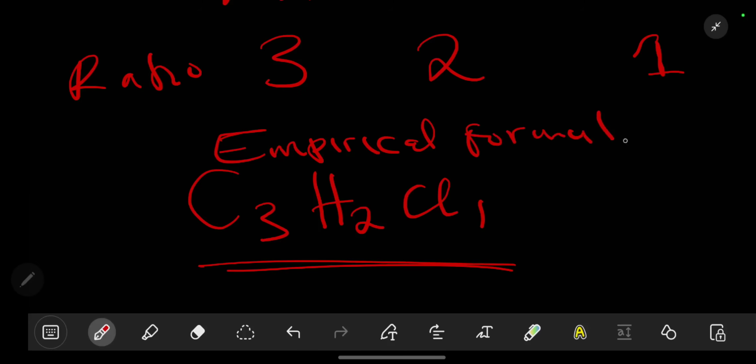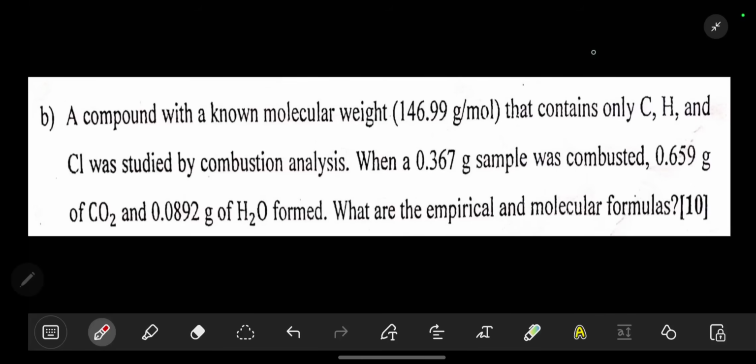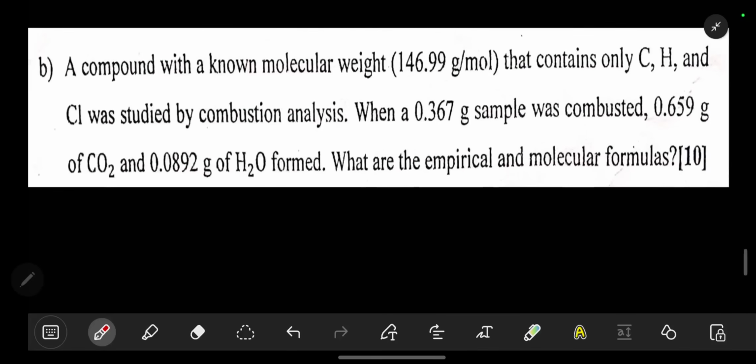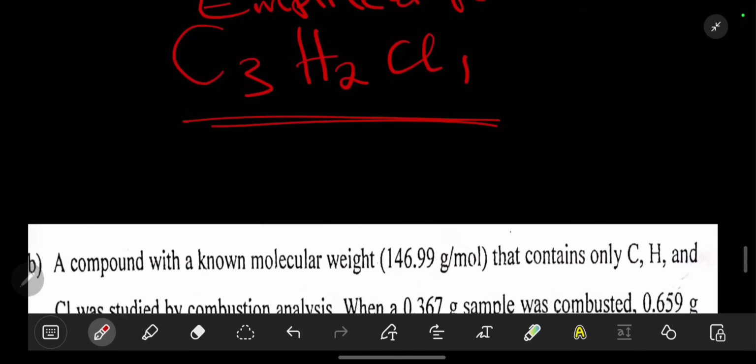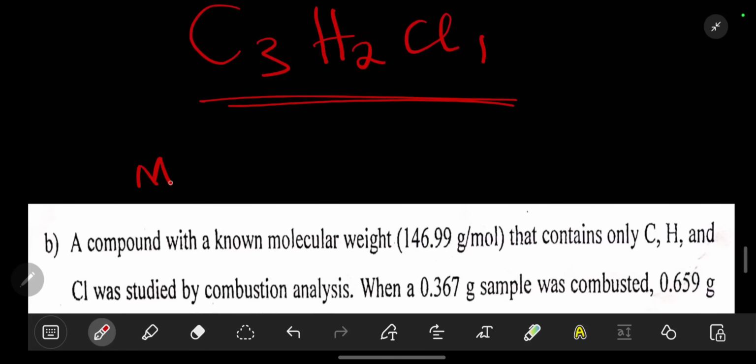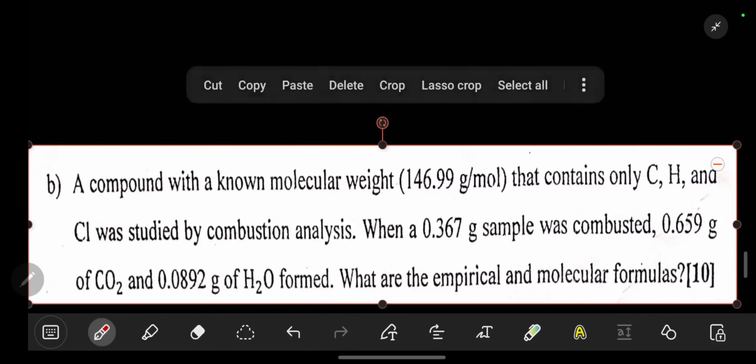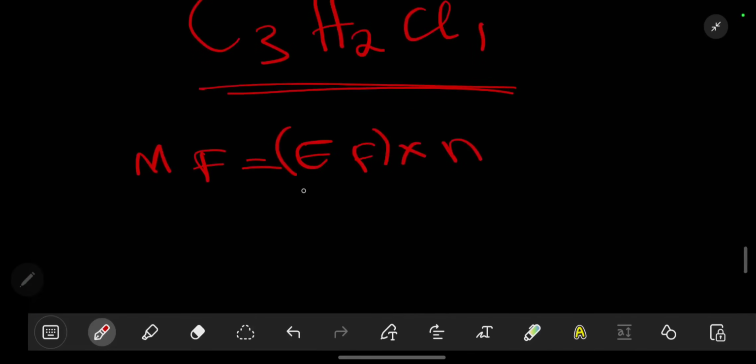Now we were required to find the empirical formula and the molecular formula. So let's find the molecular formula now. We have the empirical formula here. To find the molecular formula, we know by definition that the molecular formula is equal to the empirical formula times N. So find the mass of the empirical formula.